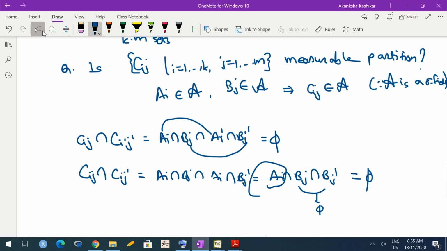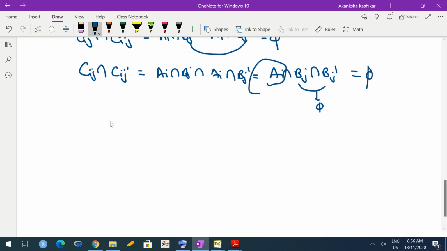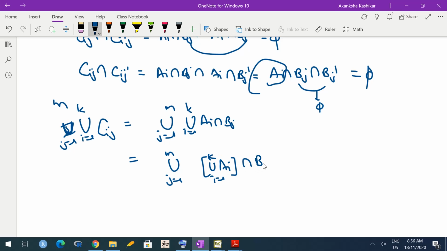And now we have to prove that their union is entire omega. So union over Cij, i going from 1 to k, j going from 1 to m. Sorry, this is union over j going from 1 to m, union over i going from 1 to k, ai intersection bj. This could be written as union over j going from 1 to m, union of ai, i going from 1 to k, whole intersection with bj, because j is free from i.